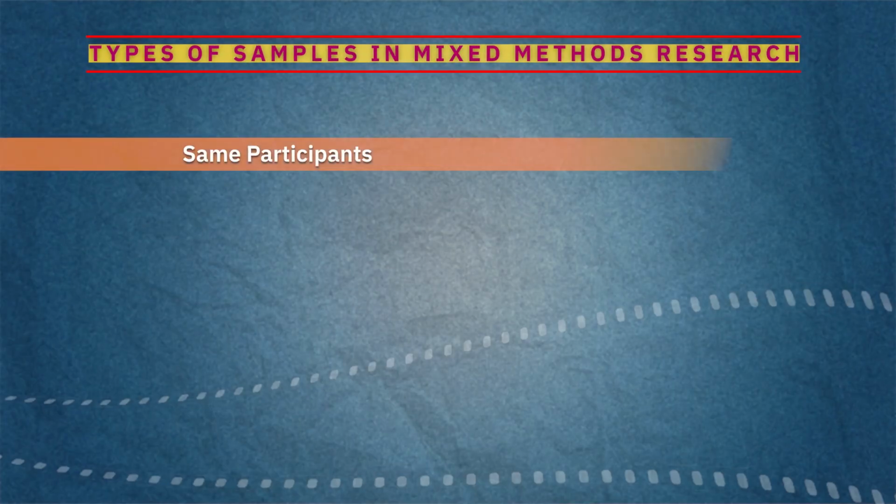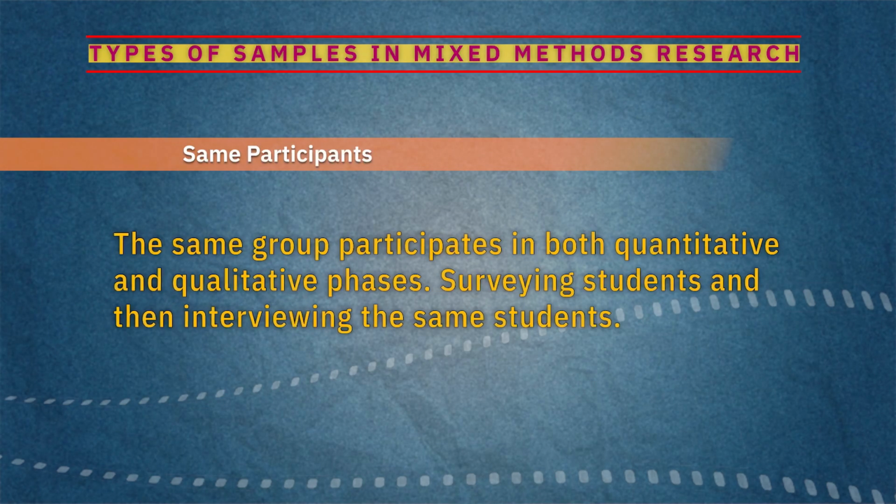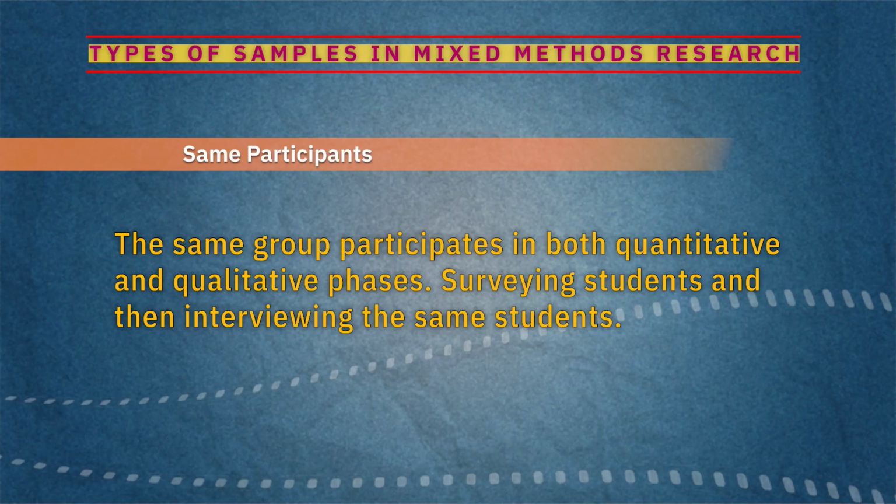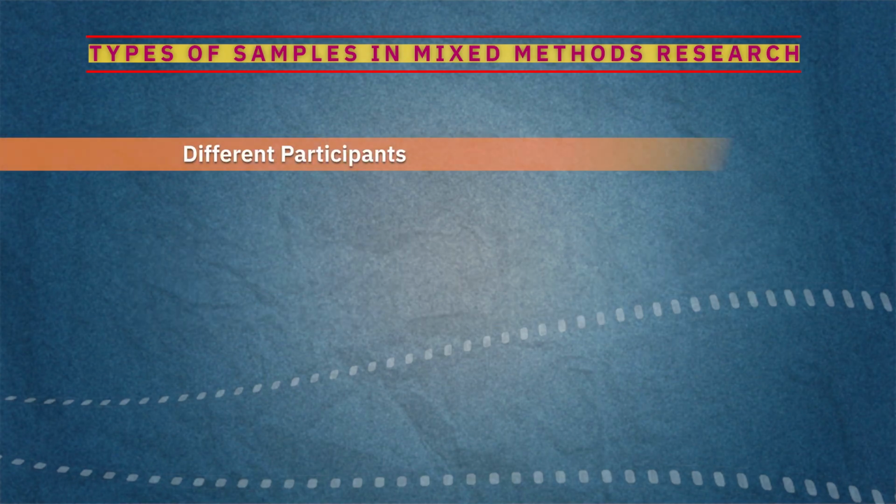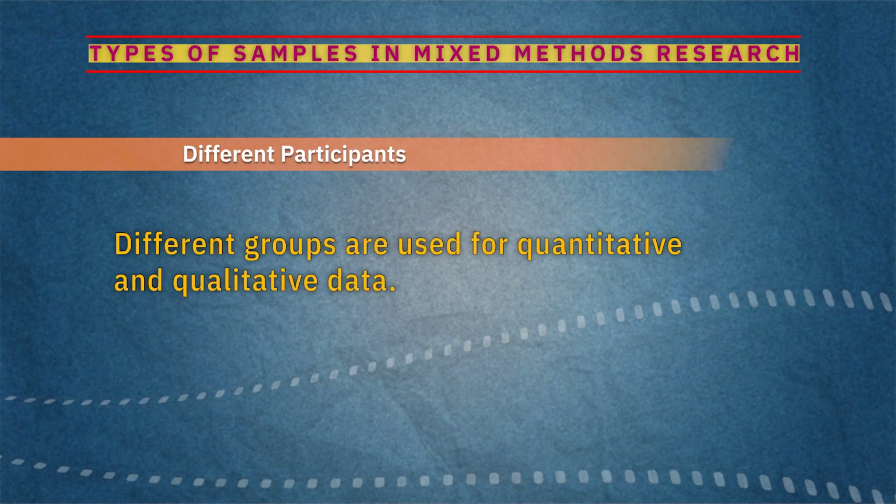Now, there are different types of samples in mixed method research. One, it could be the same participants. That means the same group of participants in both the quantitative and qualitative study is being used. That means surveying the same students and then interviewing them. The second is different participants, where different groups are used for the quantitative and qualitative study. For example, surveying 300 students and interviewing 20 different students.